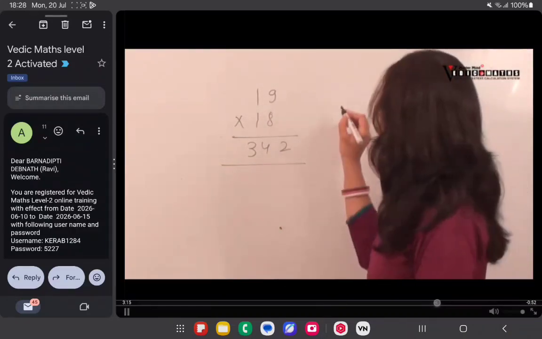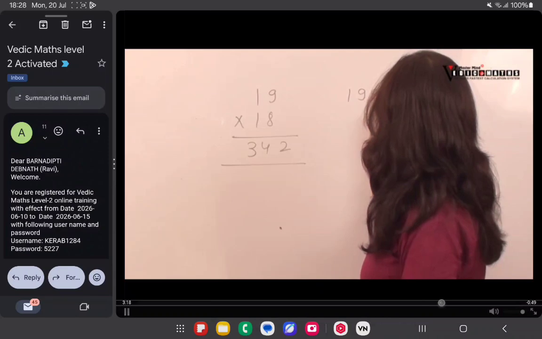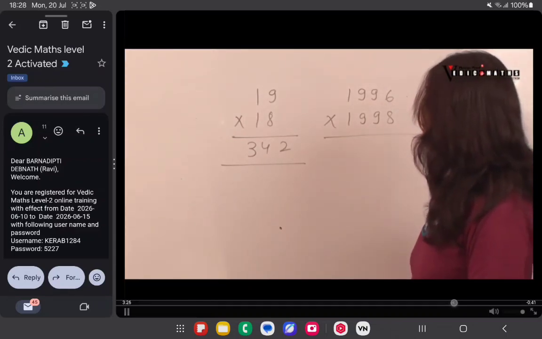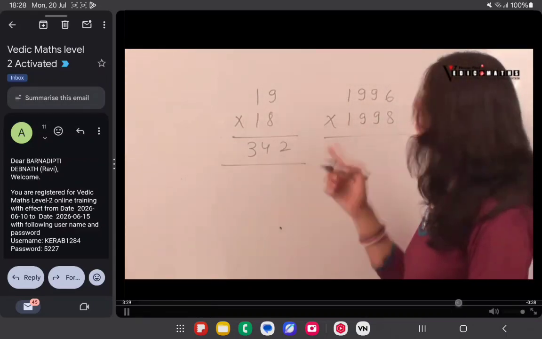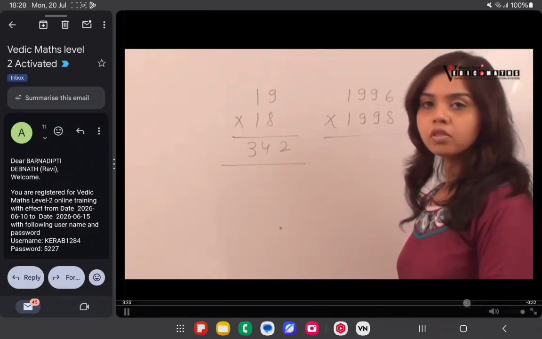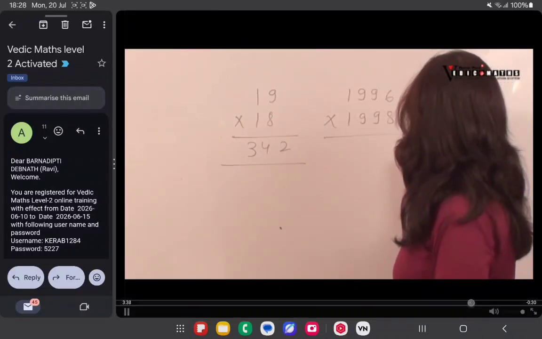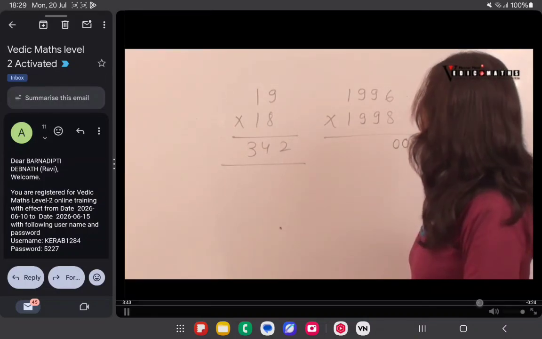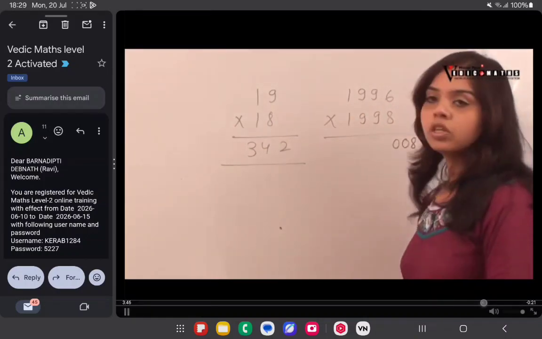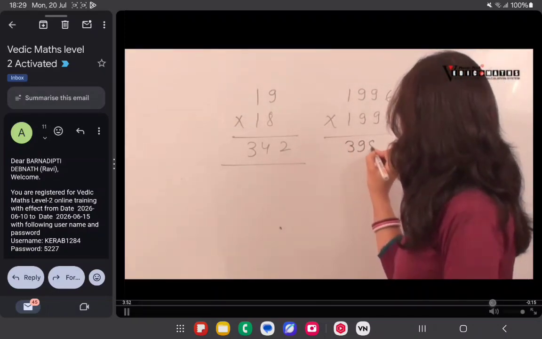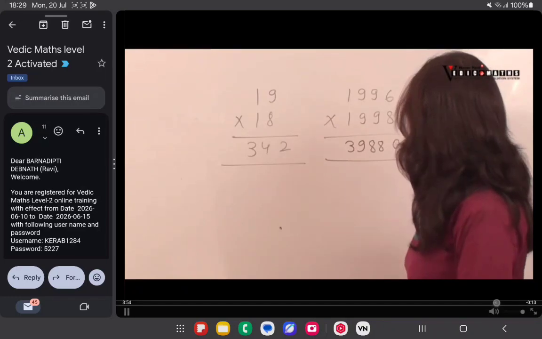Let's take another question. 1996 into 1998. Base of 1996 is 2000 and base of 1998 is 2000. Complement of 1996 is 4 and complement of 1998 is 2. Then 4 2s are 8, but we need a 3-digit number, so 008. Then 1996 minus 2 is 1994 into 2 is 3988. So our answer is 3988008.